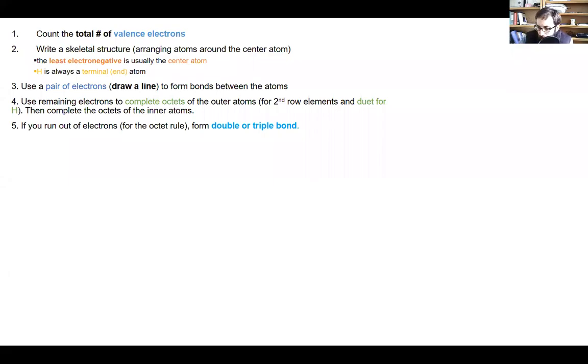All right, so more practice here. This is the key to the course, as you guys know. It's just doing a lot of practice. So we're going to do next: draw the Lewis structure of lithium fluoride.